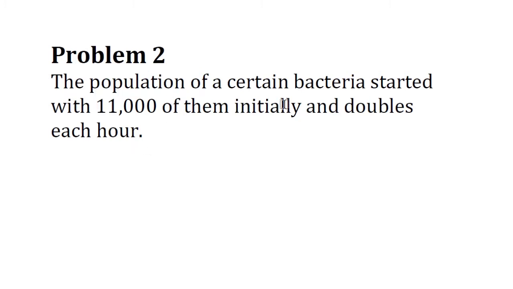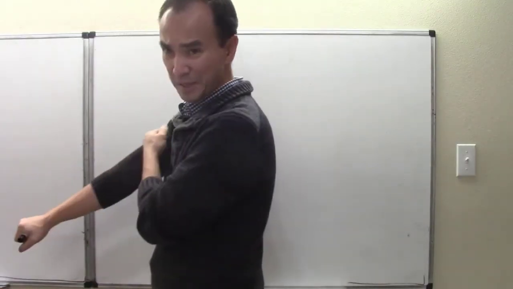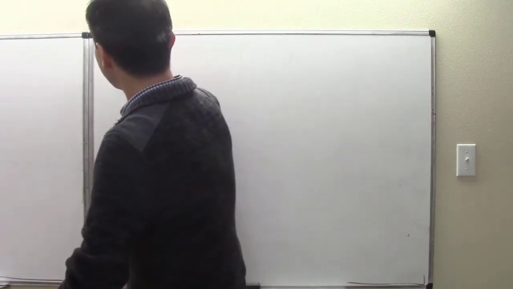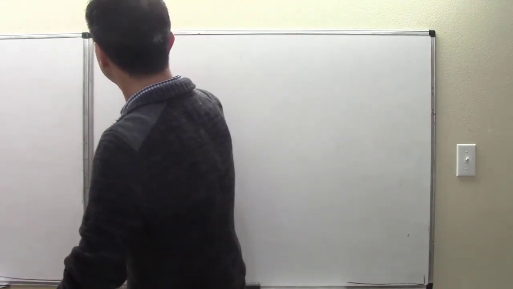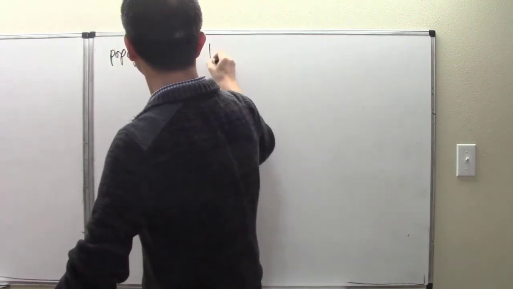So the population of a certain bacteria started with 11,000 of them initially and doubles each hour. All right, we can call this population another function that changes over time right here. So P of t is right here. We can refer to the population of bacteria as a function P of t again.